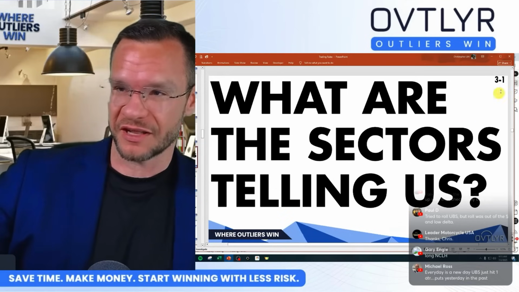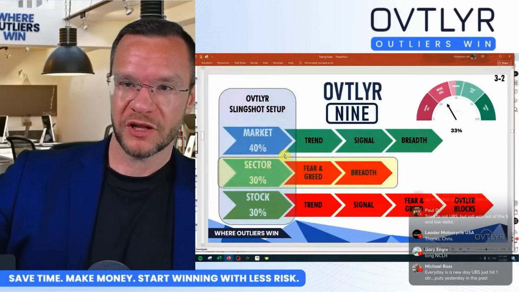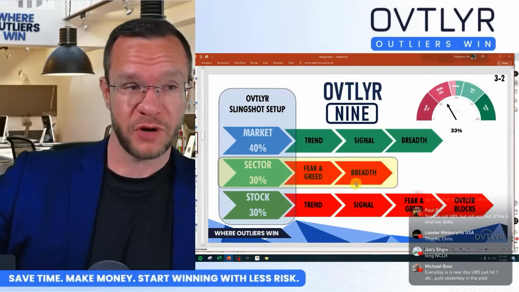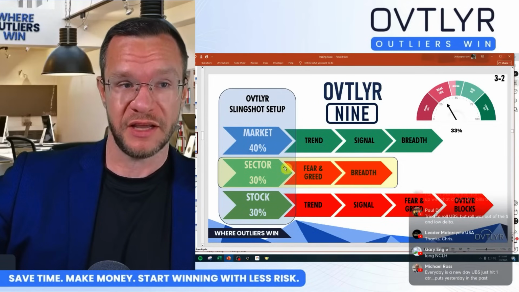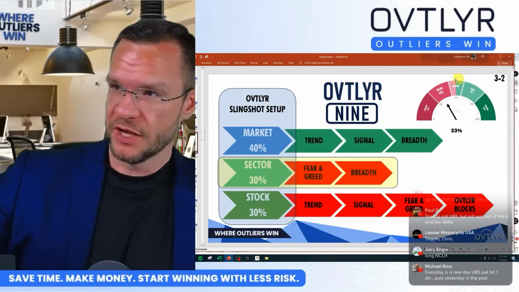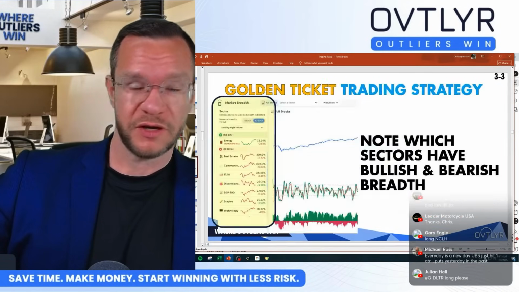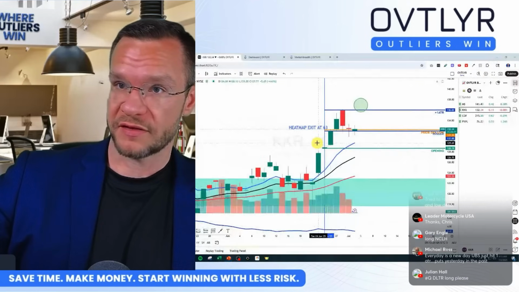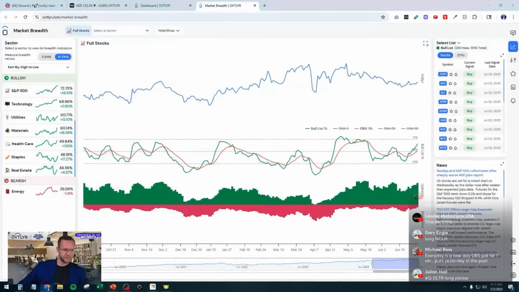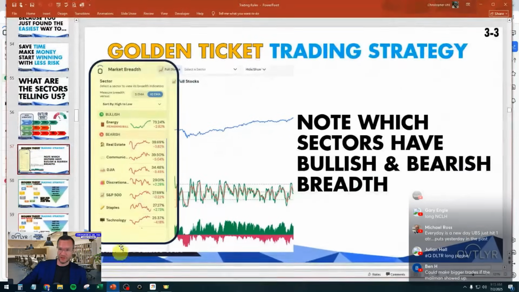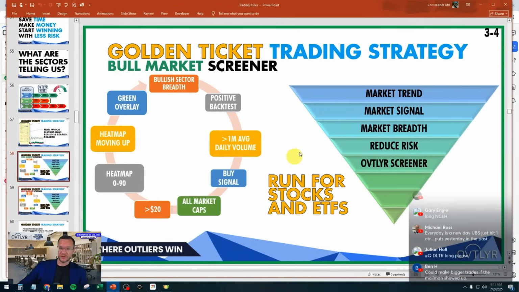So what are the sectors telling us, right? We want to look at the sectors and find the fear and greed and the breadth of all the sectors, so we have an idea if the sector is aligned with the market. The way I would do this is, number 1, pop over into the market breadth tab. Market breadth is saying everything is bullish with the exception of energy. That makes life a lot easier, right? Only the energy sector is not bullish. We'll move on and run the screener.